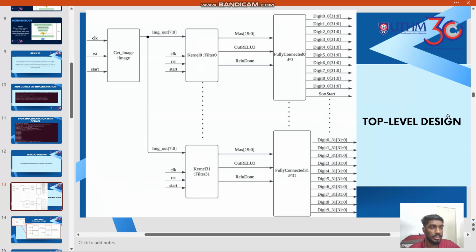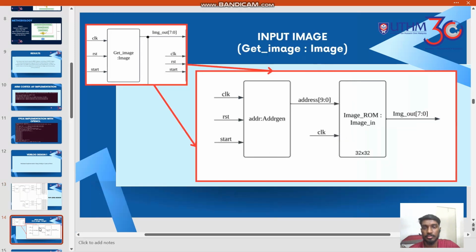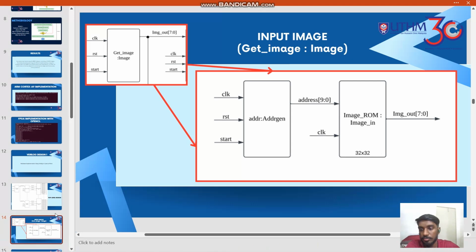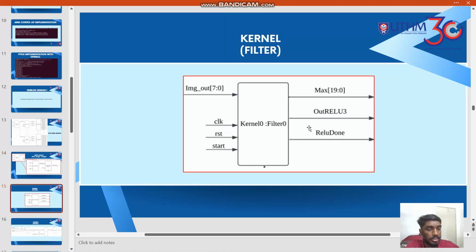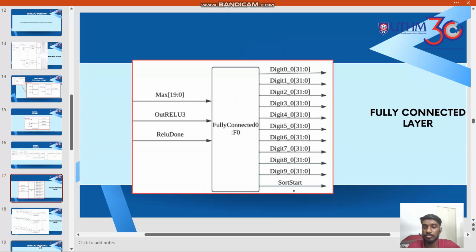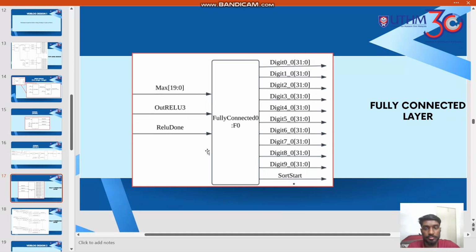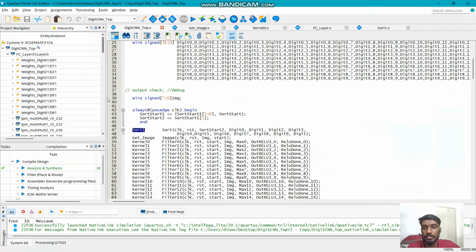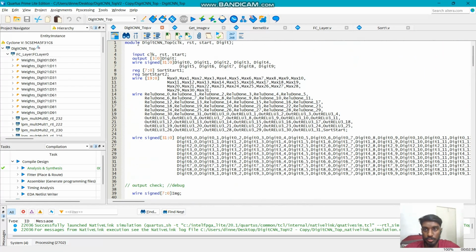Okay, this is the top level design block diagram for Verilog design 1. Get image is the input for the image. It's a kernel filter, from kernel 0 until kernel 31. It's a block diagram for the kernel. It's a fully connected layer, and this is the block diagram for the fully connected layer. Okay, let's see the top design for Verilog design 1.